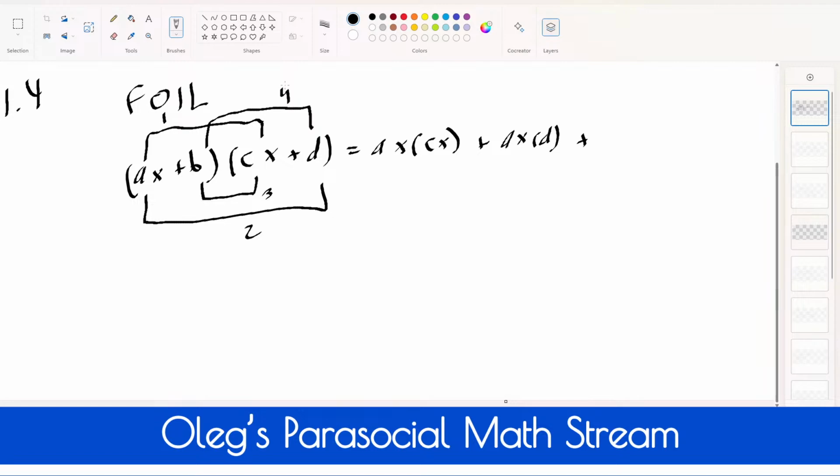And the 3 is going to be plus bcx, plus b and d. Okay? And so of course, this is going to be acx squared plus adx plus bcx plus bd. Okay, so FOIL works like this.